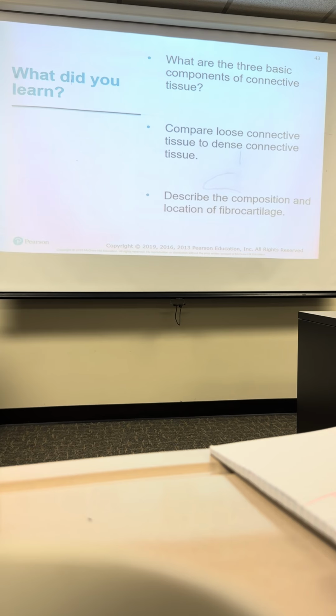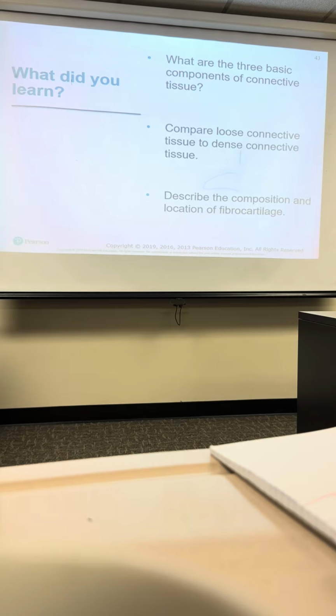So what are the three basic components of the connective tissue? Number one is the fibers. Number two is the ground substances. And number three is the cells. They have different types of cells, three different types of fibers, and ground substances. Compare loose connective tissue to dense connective tissue. What is the difference between the loose and the dense? Dense fibers are close together, and loose fibers are not.